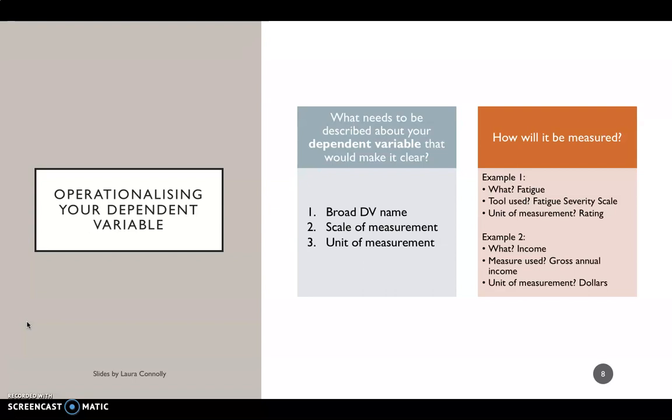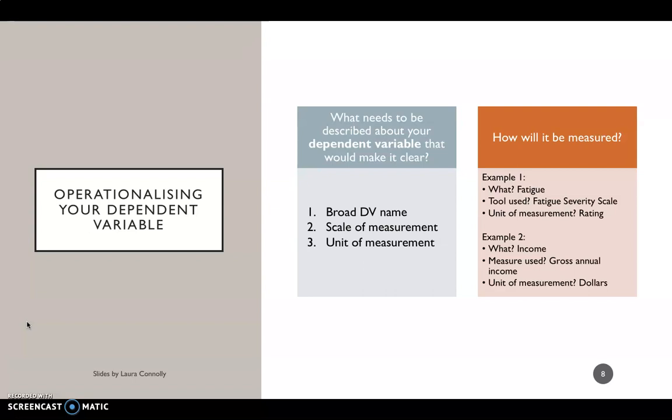So an example could be our broad variable is fatigue. The tool that we're using is the fatigue severity scale. And the way participants respond on this scale is by providing a rating.